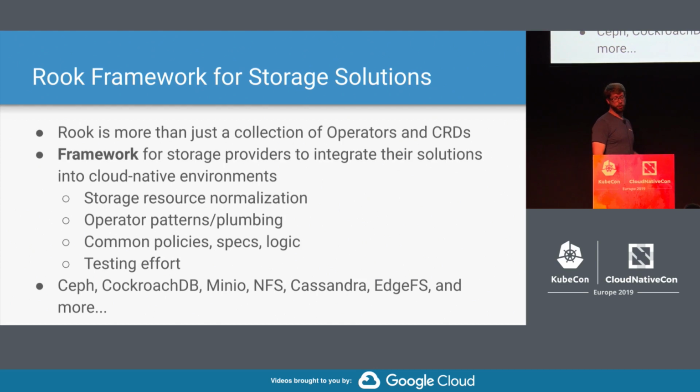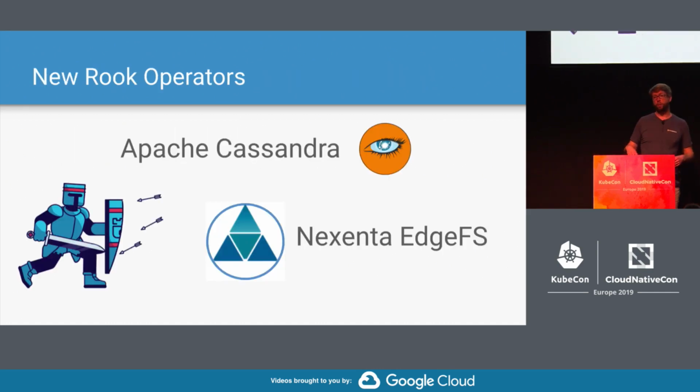Right now, Ceph is the first one that we started with. We started the Rook project with only Ceph. And so it is the most mature, it's the most stable, it has the most contributors. But since making this Rook framework, we've added new storage types as well. There's CockroachDB, MinIO, NFS, Cassandra, EdgeFS, and there's more on the way. So today, we're going to talk about some of the newer operators that I haven't yet had much of a chance until today to talk about. So I'm kind of excited about that.